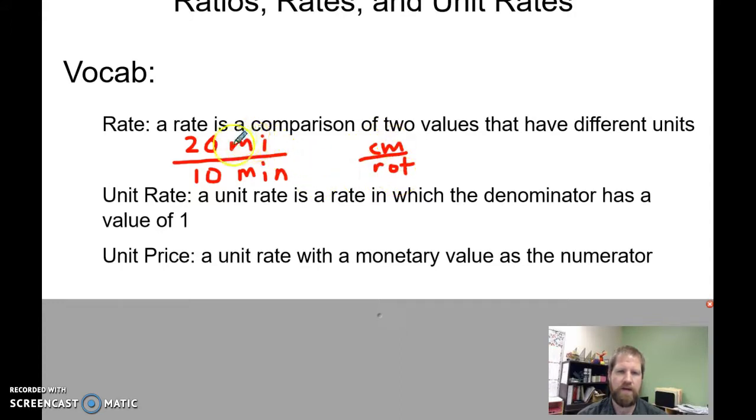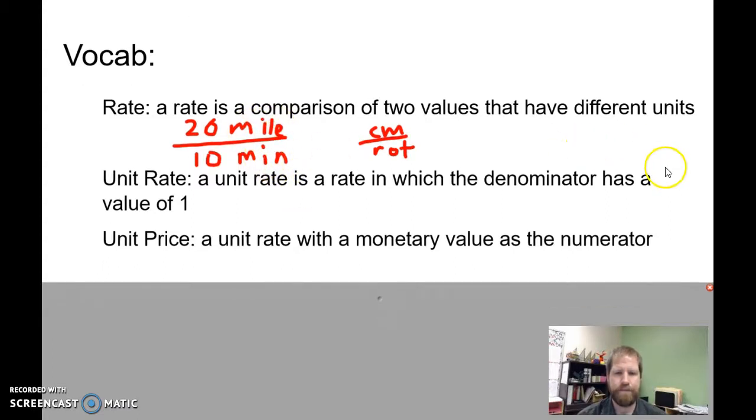You would never have, and this is miles, just to make it clearer, you would never have 20 miles over 10 miles, right? Because then your units are canceling out. That's not a rate, right?